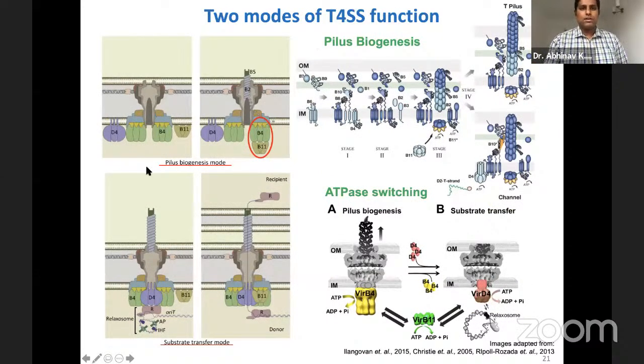Based on the structural information, what I also quickly wanted to tell you is that the whole secretion system can work in two modes. One mode is where it can transport the DNA from it to the other cell. The second mode is called the pilus biogenesis mode, where it can synthesize the pilus and push it up onto the other cell. When it finds the other cell, it can bind it and catch it and bring it close, and then retract the pilus. So that's called pilus biogenesis mode. I've been working on the two ATPases, which work in tandem on top of each other, to do the pilus biogenesis as well as substrate transport.